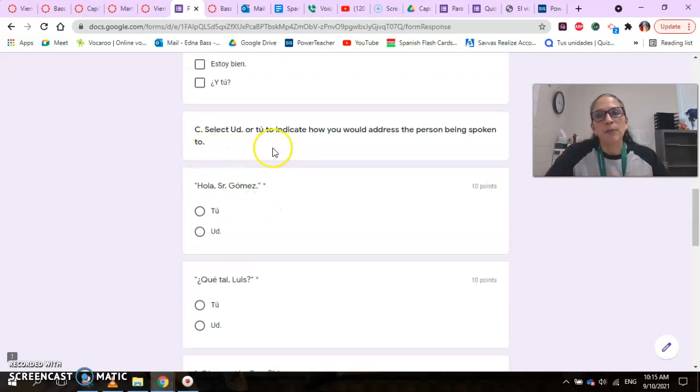In part C, you're going to select tú or usted, and you're going to indicate if to talk to this person or to do this, you use the formal or informal way. Remember, usted is formal, tú is informal. So you're going to check if it's tú or usted for this one, and so on.